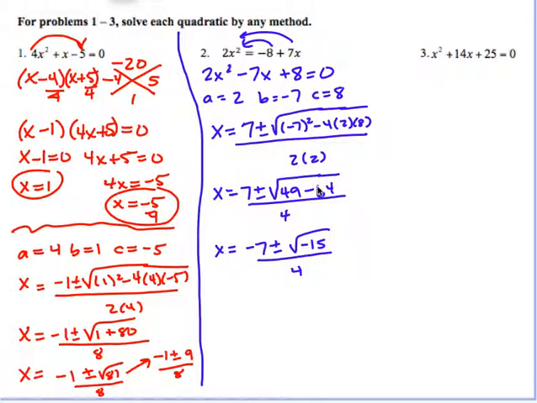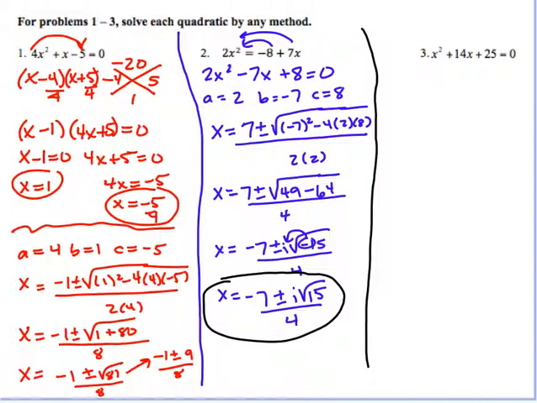Okay, a lot of you messed up right here. You either put a plus 64 or you had a negative 49 because you forgot to put parentheses around it. Some of you just forgot that it was a negative, but you forgot your i. Well, that negative comes out as an i. So your final answer is negative 7 plus or minus i square root of 15 all over 4. And there was nothing you could do to break that one down. You just left it like that.